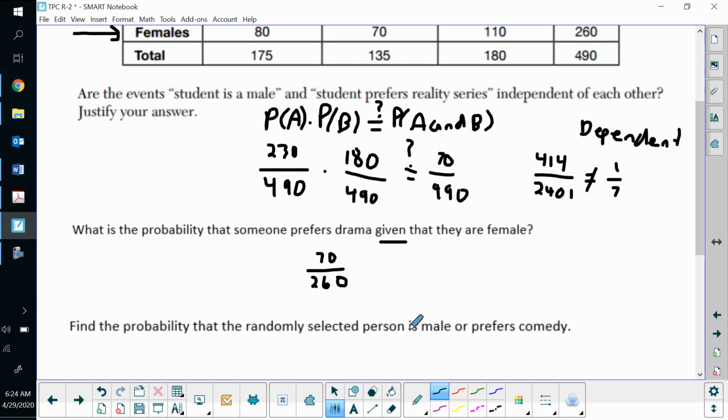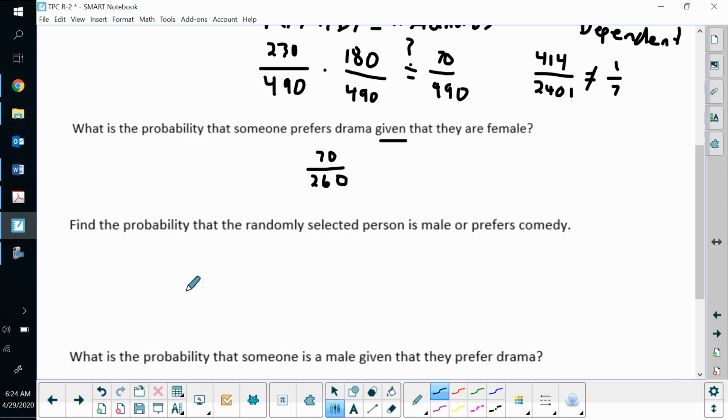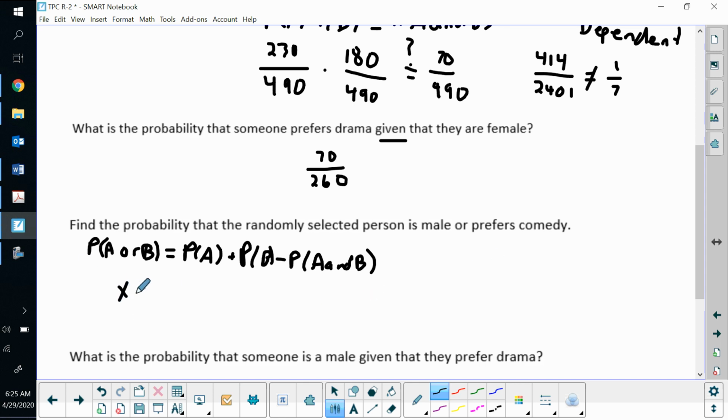Find the probability that someone selected is male or prefers comedy. So for this, we have to use our OR formula. The OR formula is the probability of A or B is equal to the probability of A plus the probability of B minus the probability of A and B. So of those, one of those you'll be trying to find. We want to find the OR in this case. So we call whichever one we want to find X.